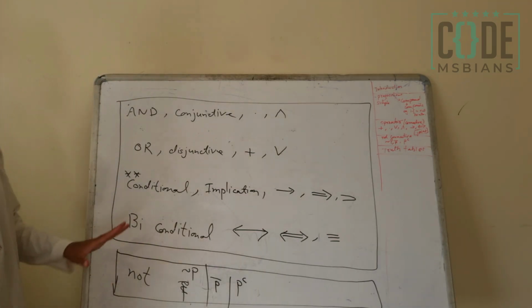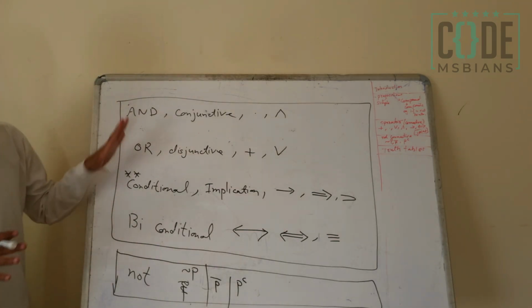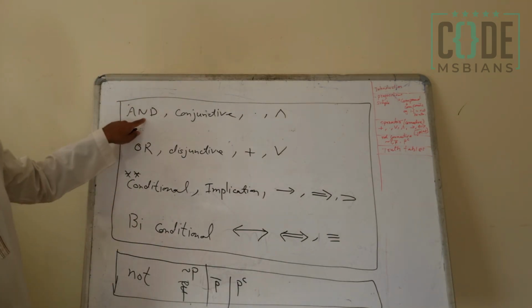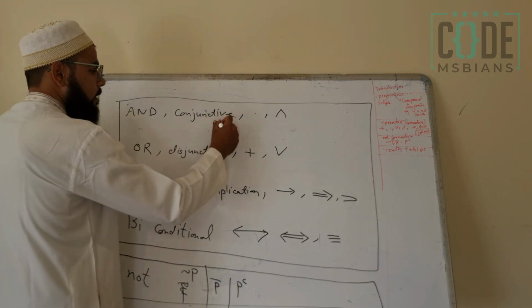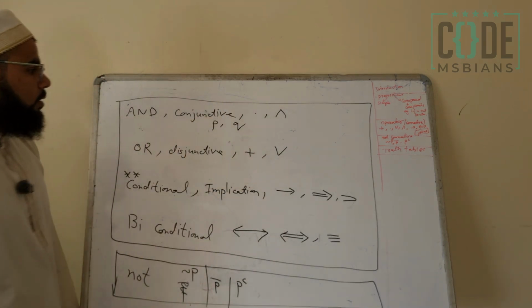Now how do they behave? For example, if you talk about and, let's say you have two propositions p and q.